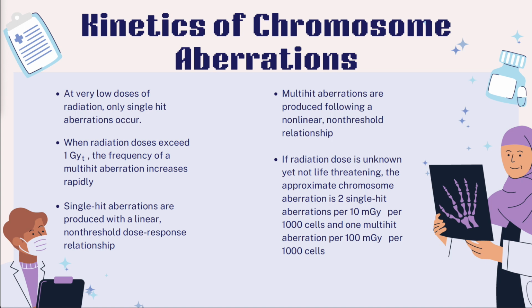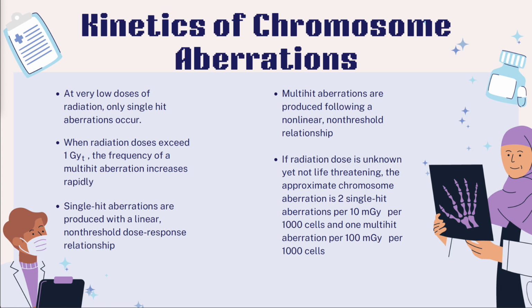And if radiation dose is unknown, yet not life-threatening, the approximate chromosome aberration is 2 single-hit aberrations per 10 milligray per 1,000 cells, and 1 multi-hit aberration per 100 milligray per 1,000 cells.